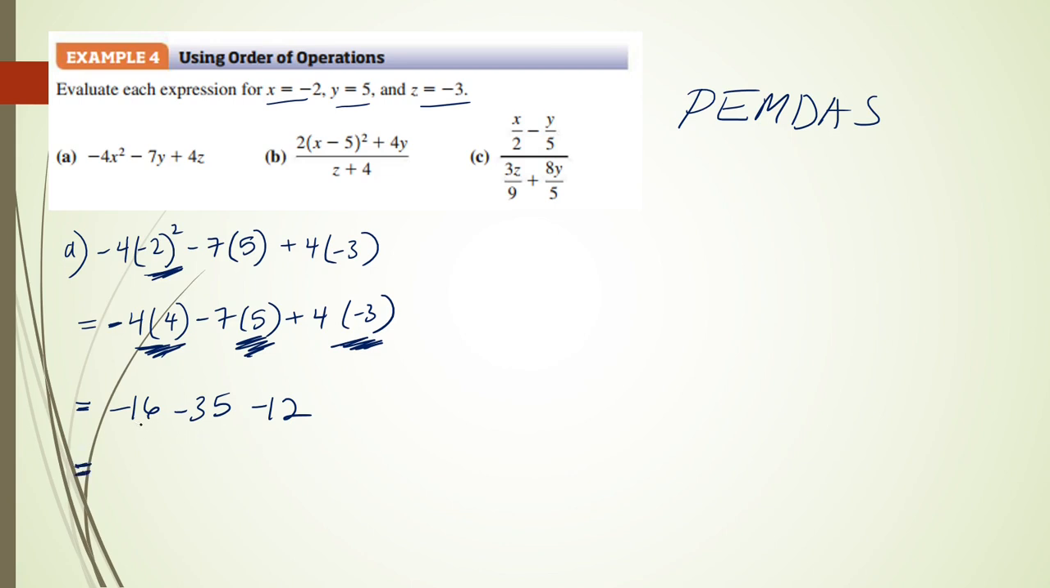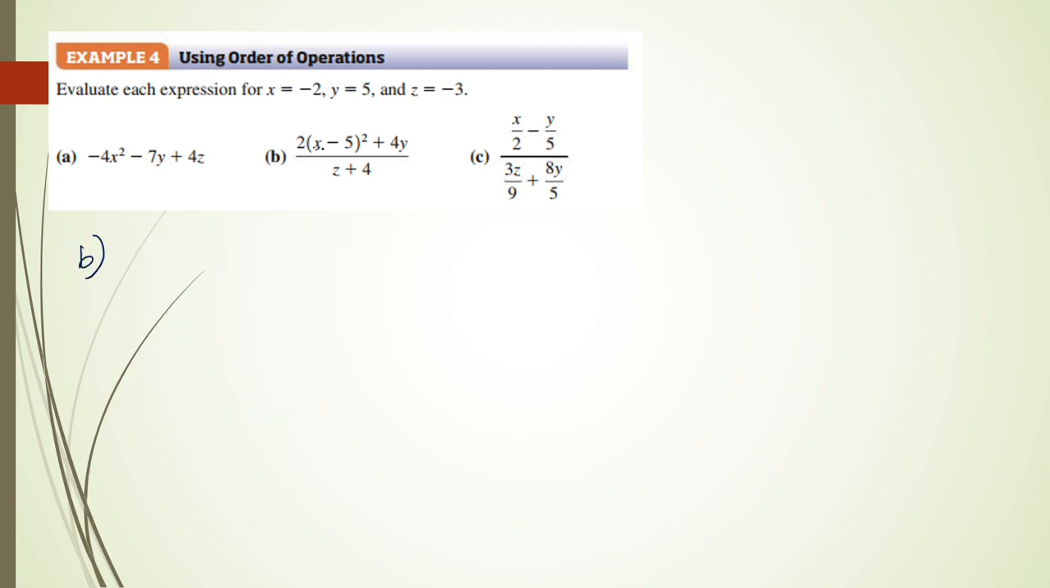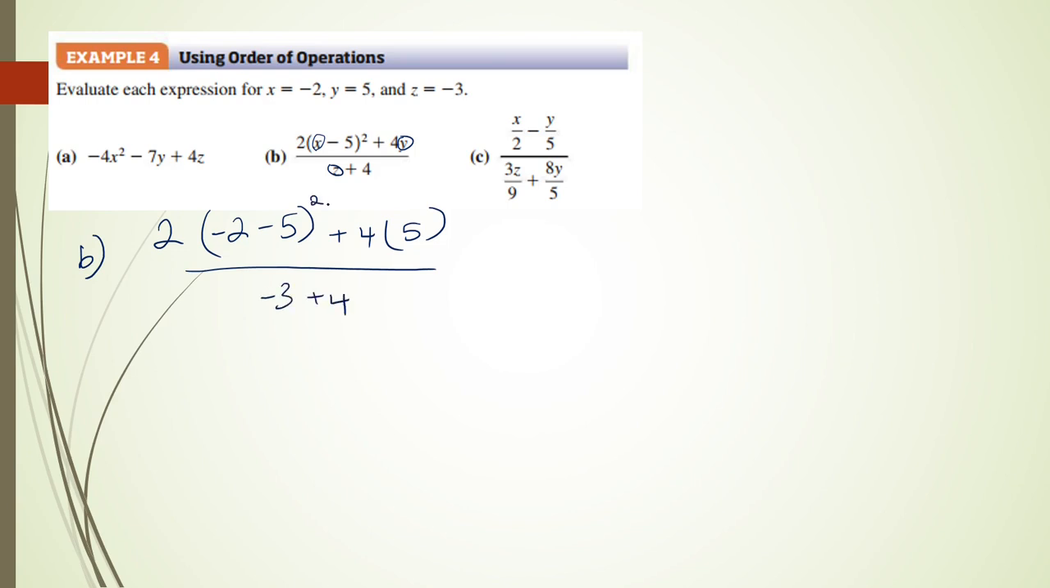And then we can collect like terms and add all of these numbers up. And the sum of this is negative 63. Part B, we'll again do substitution for x, y, and z. We have 2 times, in this case let's replace x with negative 2. I'm going to replace the y here with a 5. And on the bottom we have negative 3 plus 4. I forgot the square term here, so let's put the square term here on the top.